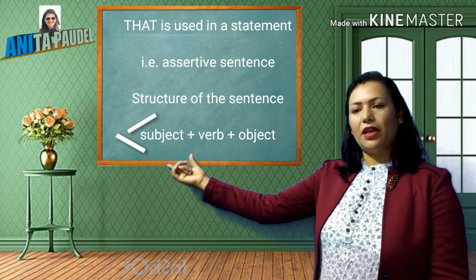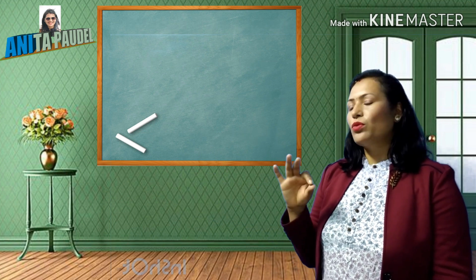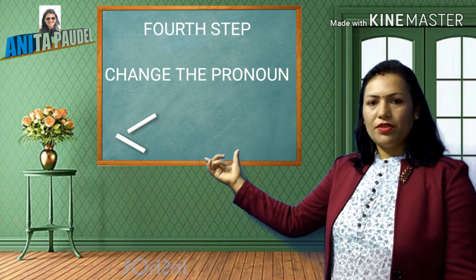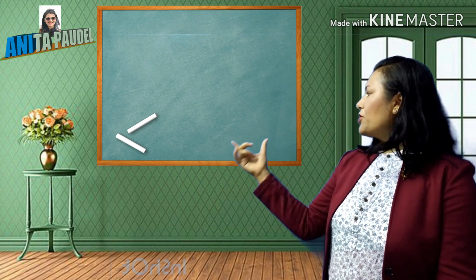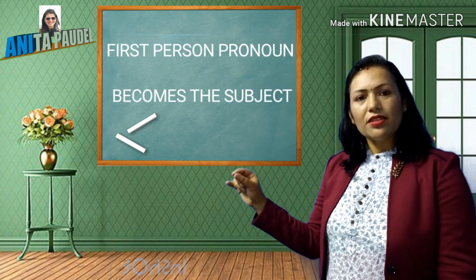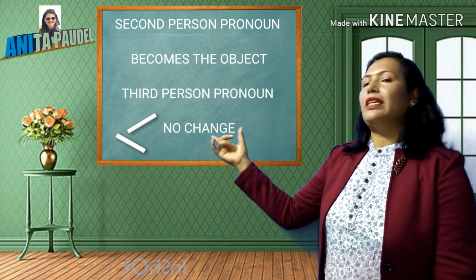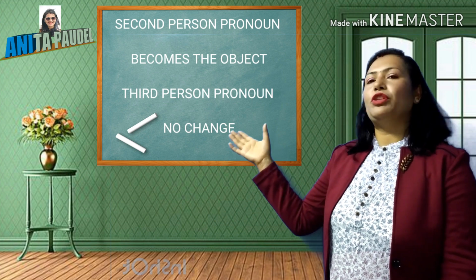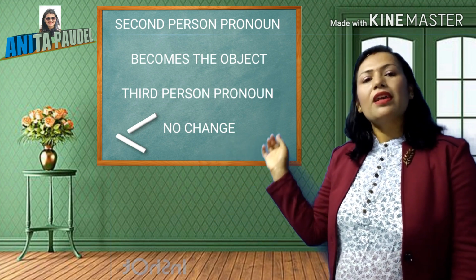Now, the fourth step we need to follow is change the pronoun. Here, first person pronoun becomes the subject, second person becomes the object, and the third person, we don't need to change it. It remains as it is.